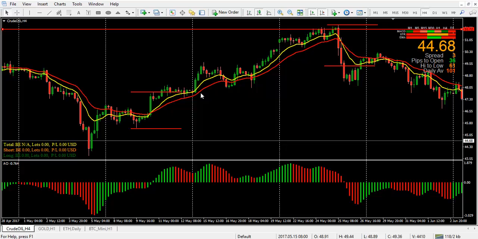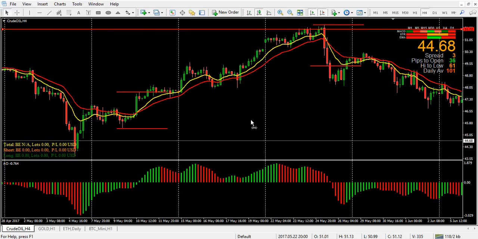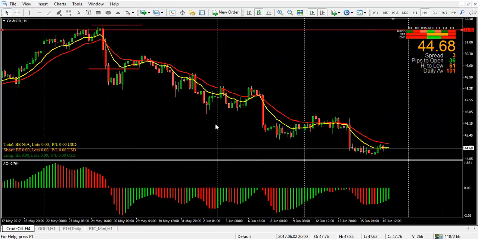Above zero means the market's trending towards the upside, below zero means the market's trending towards the downside. Okay, this is the moving average cross strategy. This is part 1. I'll send you part 2 shortly.